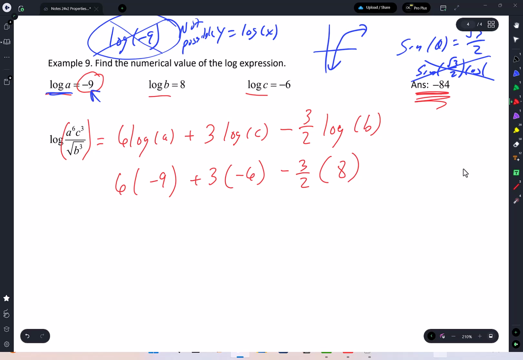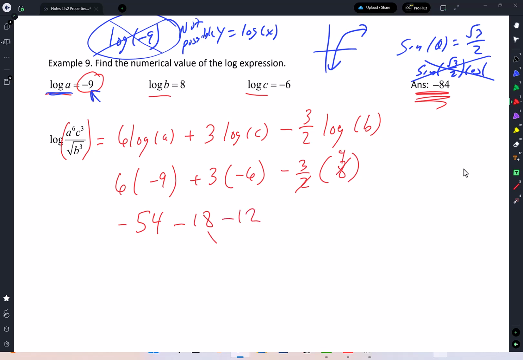All right, there it is. Let's see. 6 times negative 9, negative 54. 3 times negative 6, minus 18. 2 goes into 8 4 times. 3 times 4, minus 12. I can do these pretty quick. Negative 18 minus 12, negative 30. So negative 54 minus 30, negative 84. There it is. Negative 84.